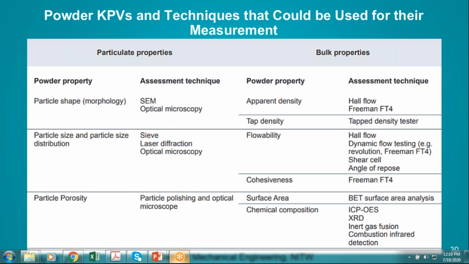And the powder particle porosities. How can we measure whether some particles have porosities inside the powders? For that we need to go for powder particle polishing, and with the help of the optical microscope or SEM, we can analyze the porosities existing in individual powder particles. And also we can get the surface area as well as the chemical composition of these powder particles.